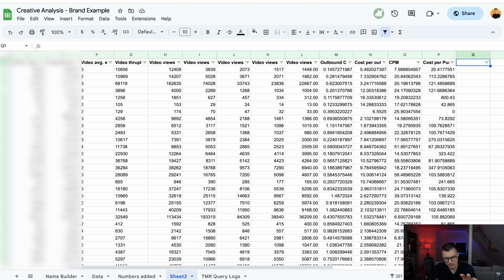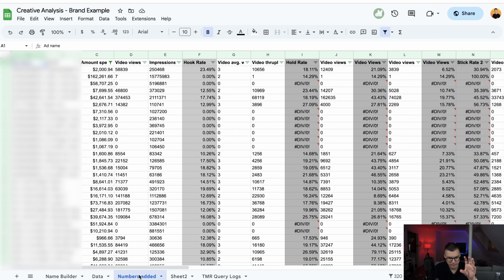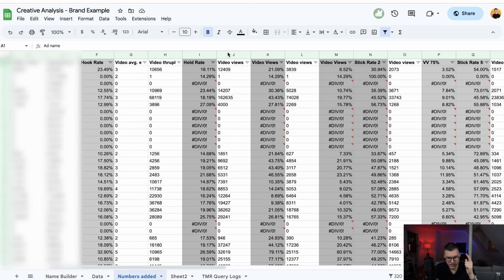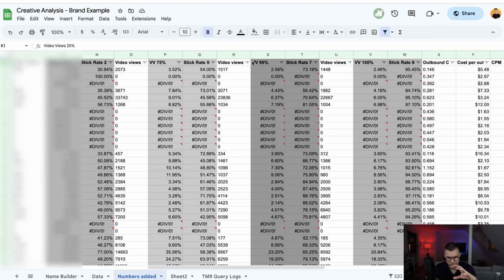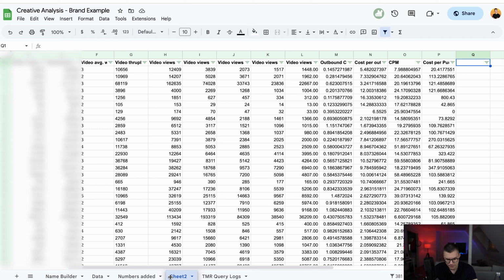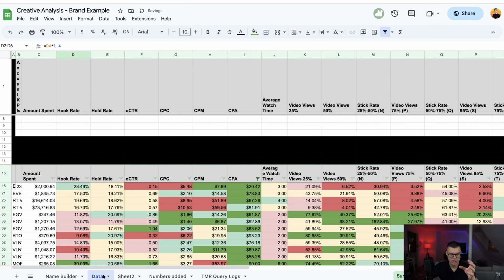Once you've added them here, they are going to go to the numbers edit sheet, which adds the most important numbers which we don't have in here, such as hook rate and hold rate, which is how good the ad is at holding the attention of a potential customer, then video views at 25%, and so on. I'm going to explain it in just a second, but you don't need to do anything. Just add your data in here, and you're going to get everything dialed into the data sheet, which is the main sheet that we are going to look at today.